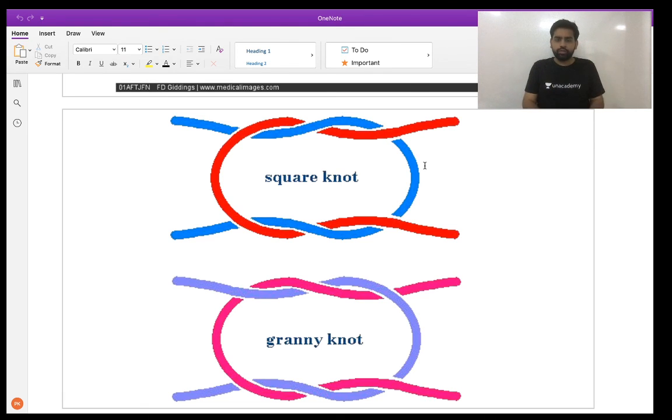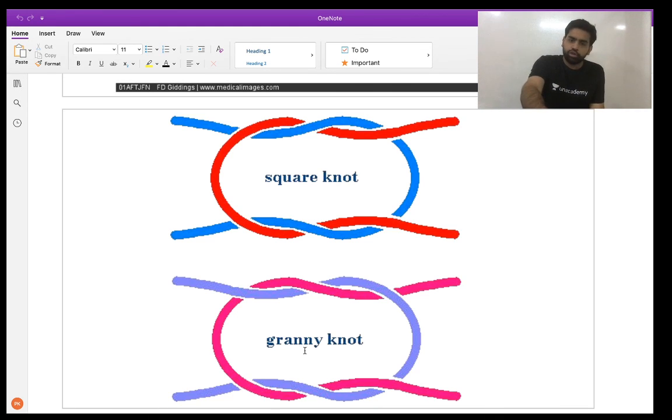I hope you understand this, okay? So please understand, if you have both the kind of threads going in the same direction, in other words, if both are going above the loop or both are going below the loop, this signifies that it is a secure knot. This doesn't signify that it is a square knot or a reef knot or a surgeon's knot. It just signifies that it is a secure knot.